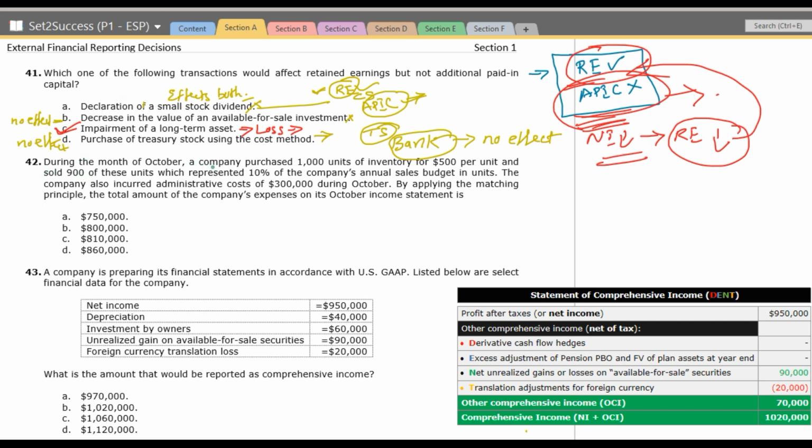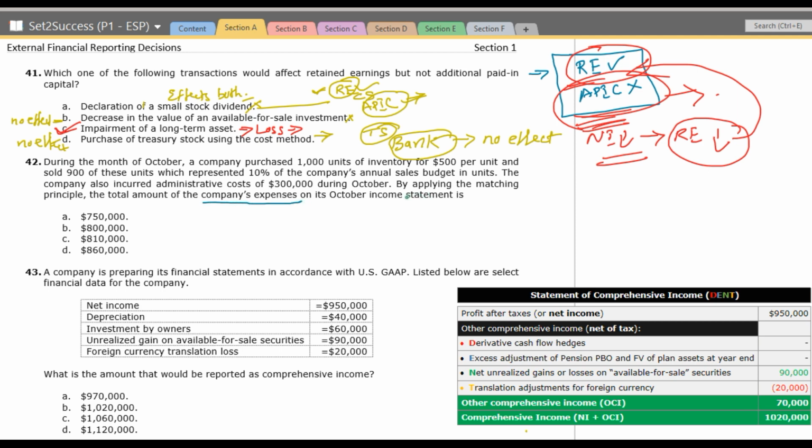During the month of October, a company purchased 1000 units of inventory for 500 per unit and sold 900 of these units, which represented 10% of the company's annual sale budget in units. The company also incurred administrative cost of 300,000 during October. By applying the matching principle, what is the total amount of the company's expense on its October income estimate? So here they are asking about the company's expense.